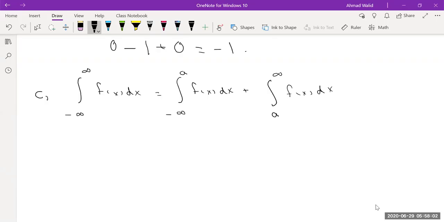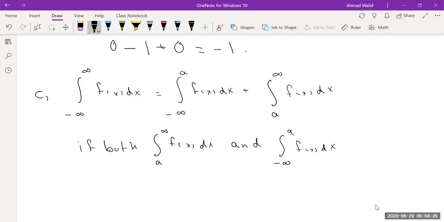In this case, both the integral from a to infinity of f of x dx and the integral from negative infinity to a of f of x dx are convergent.